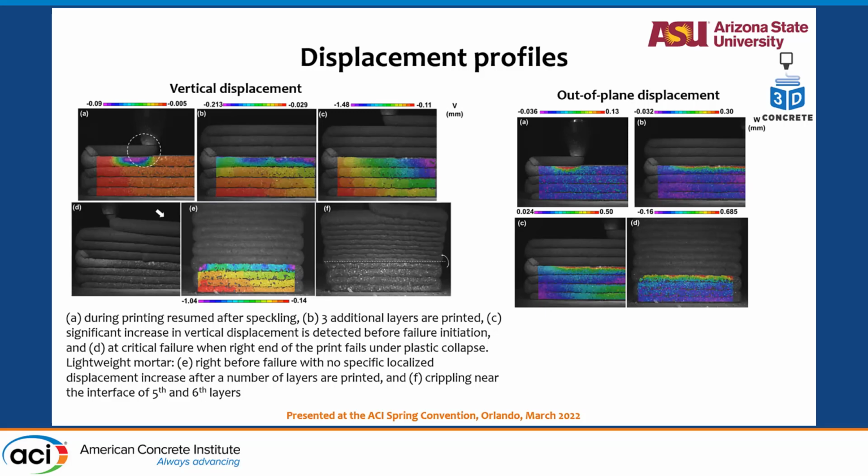This is the increased vertical displacement that you see before failure initiation. This is right when the print fails and collapses. This is no specific localized displacement. Here you see a crippling failure.